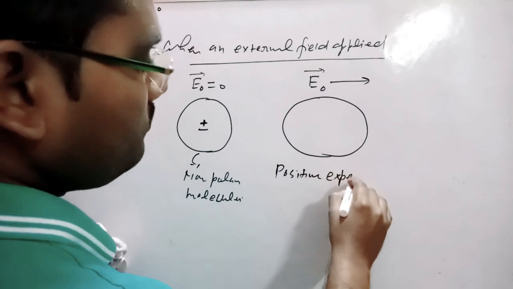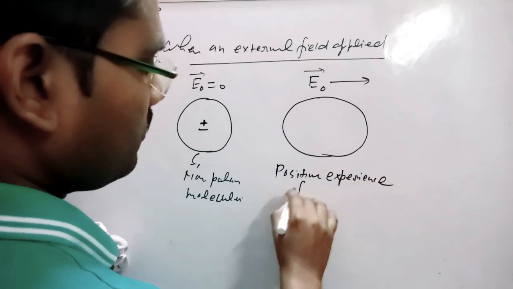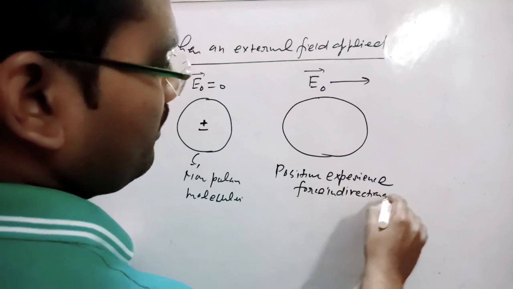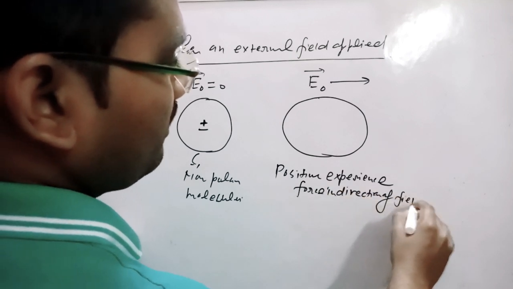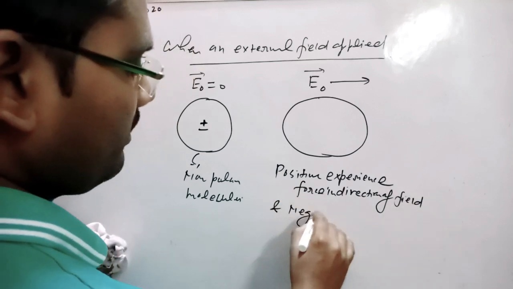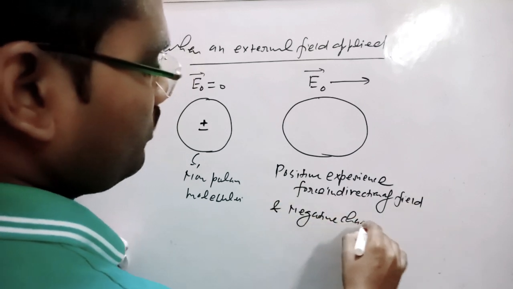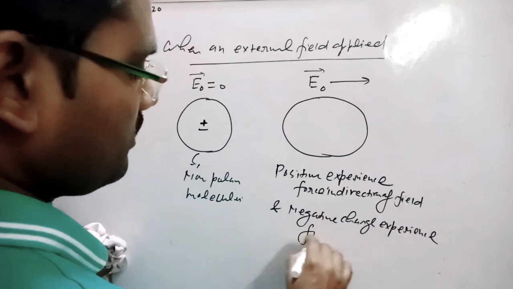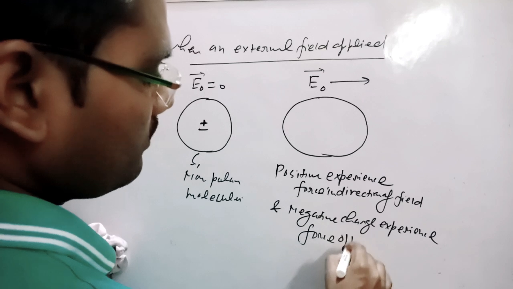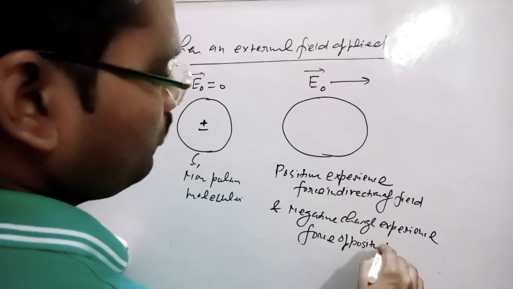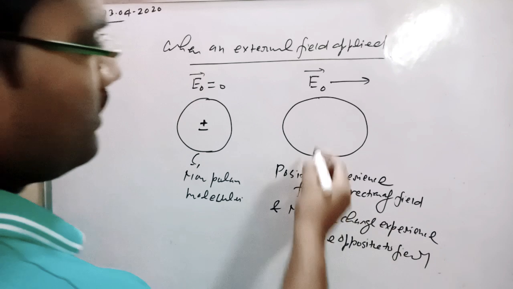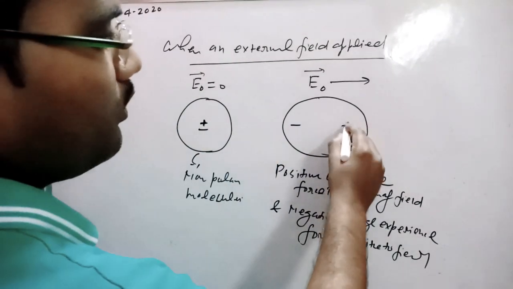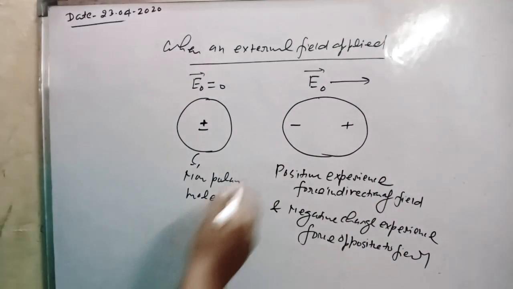Positive experiences force in the direction of the field, and negative charge experiences force opposite to the field. That means the negative charge is shifted to the left side and the positive charge is shifted to the right side.